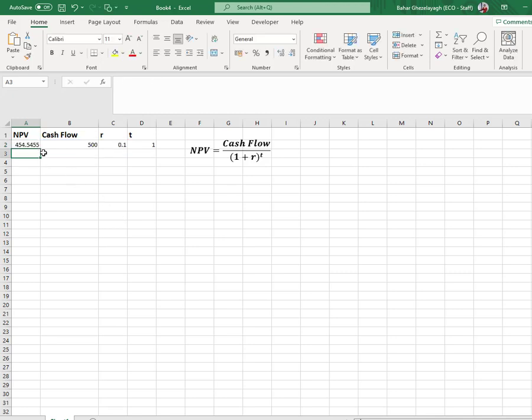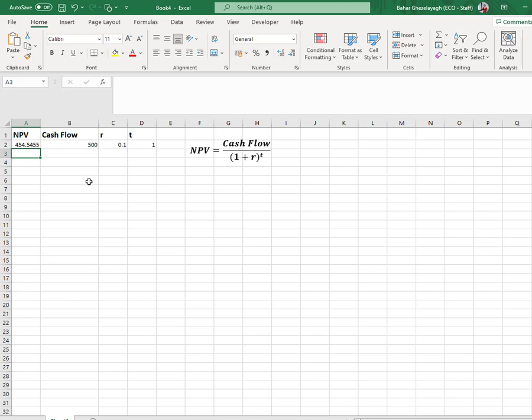So this tells me that the cash flow of 500 is 454.5455. So when you are calculating the net present values, you need to add or subtract these positive and negative net present values. Let's look at another example.